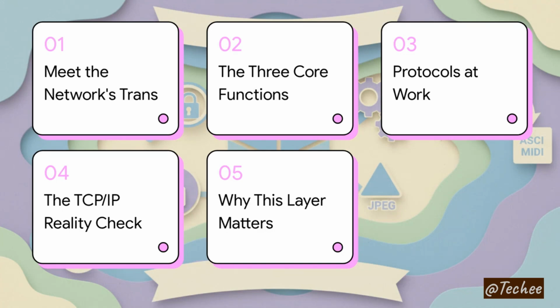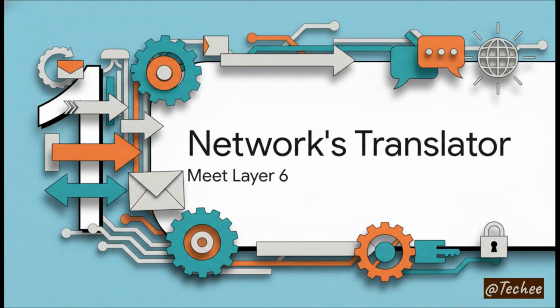Today, we're going to demystify Layer 6 of the OSI model, the presentation layer. We'll start by meeting the network's translator, then break down its three core jobs, look at the protocols doing the work, get a reality check with TCP/IP, and finally, cover why this layer is still so important. All right, let's jump right in.